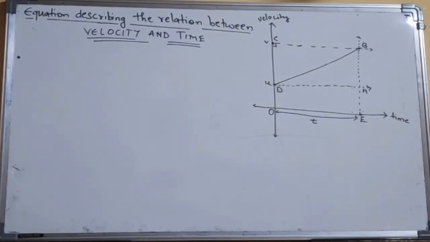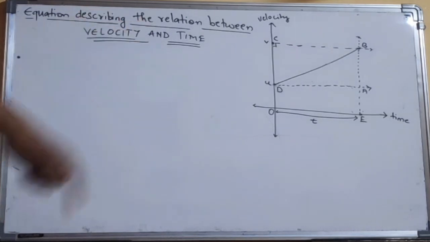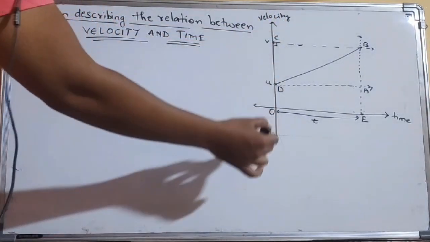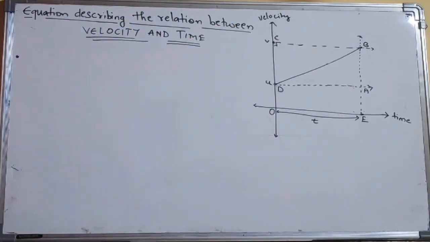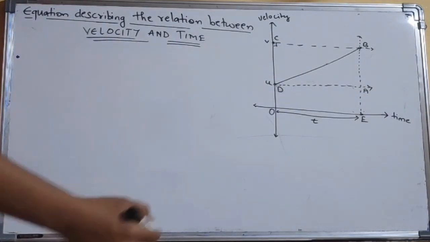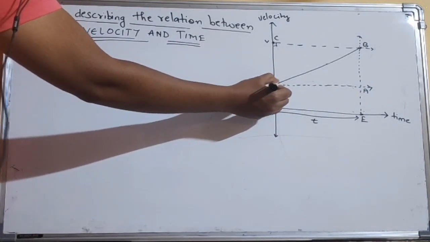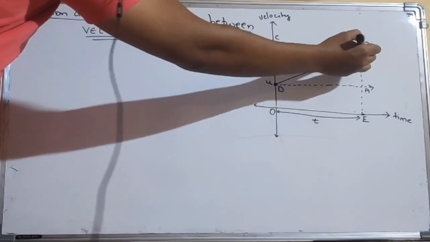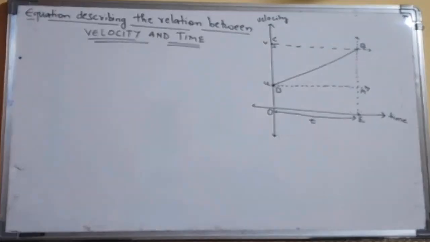Students, let us start deriving the given equations. The first equation which we are going to look at is the equation describing the relation between velocity and time. Since we are going to derive these equations graphically, let us look at the graph over here. According to this graph, the vertical line is for velocity and the horizontal line is for time. The initial velocity of the object is considered at this point D, which I have noted by u. After some time period, the velocity is at point B.